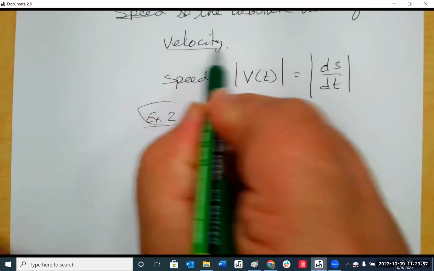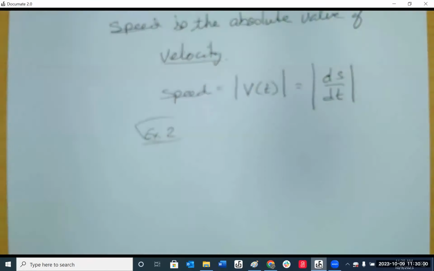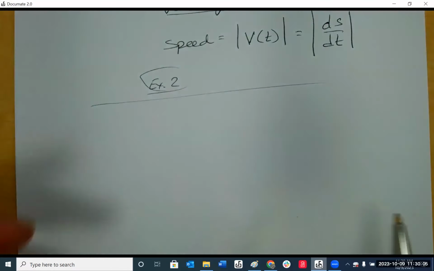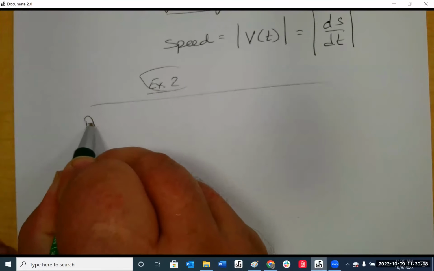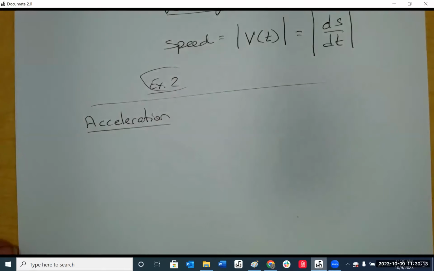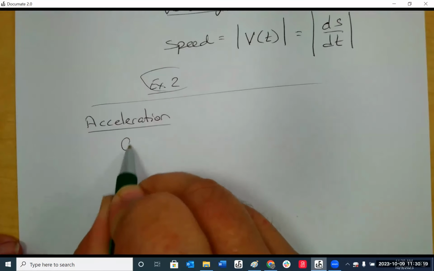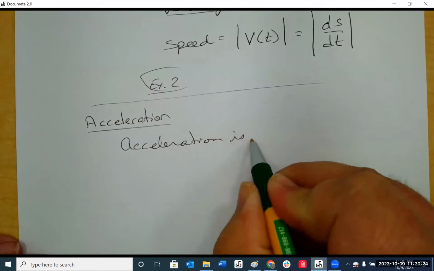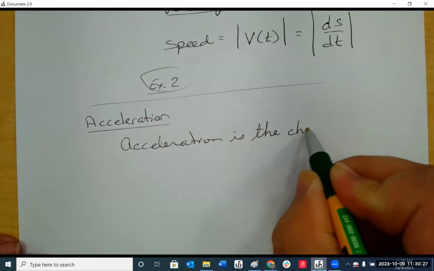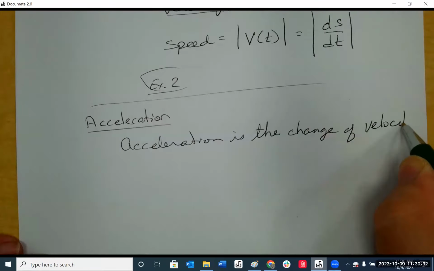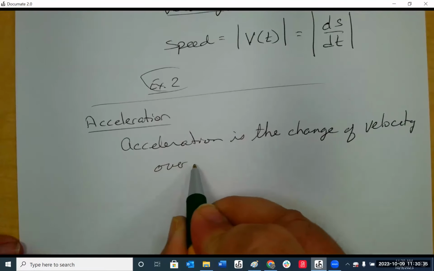speed is the absolute value of velocity. So we talked about displacement, we've talked about speed. Speed and velocity are pretty much the same thing. But now we're talking about acceleration. Acceleration is the change of velocity over time.